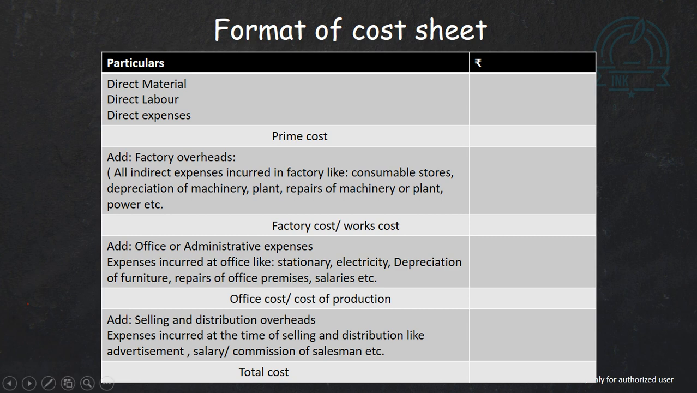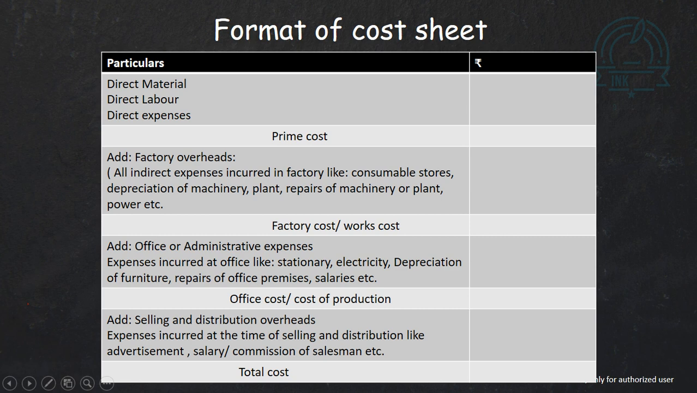The indirect material of factory is consumable stores like coal, fuel, lubricants, greasing, oil. These are the indirect material of factory. Now we have indirect labor in factory also, like supervisors, we have foremen, we have guards. They are indirect labor of factory. And indirect expenses of factory are like depreciation of plant and machinery. Plant and machinery are located in factory, so it is a factory expense. Repairs of plant and machinery, again repairs of plant and machinery are incurred in factory, so it is a factory expense. Power is used to run the machines, so it is again an indirect expense of factory. When we add all these indirect expenses incurred in factory to the prime cost, we get factory cost.